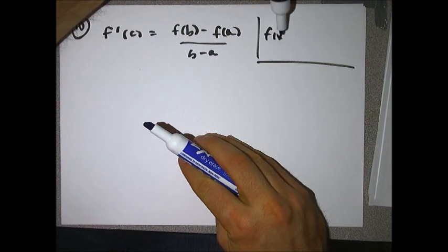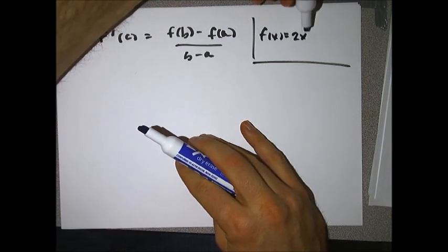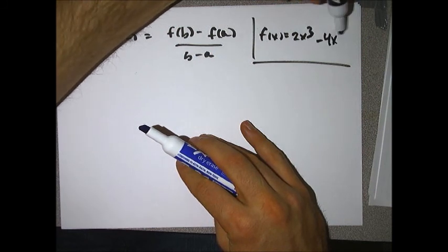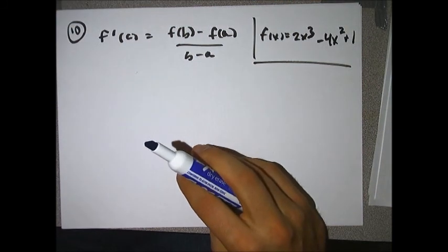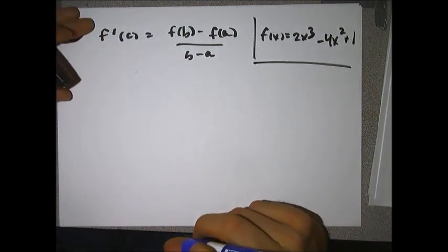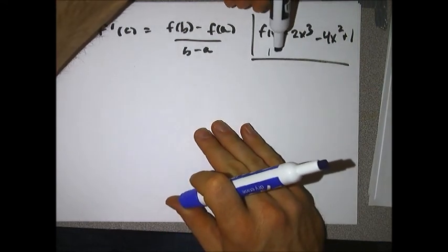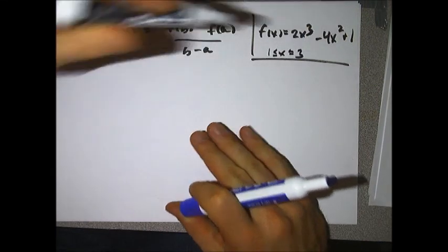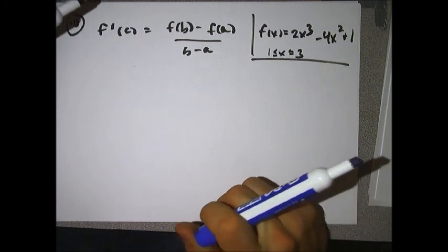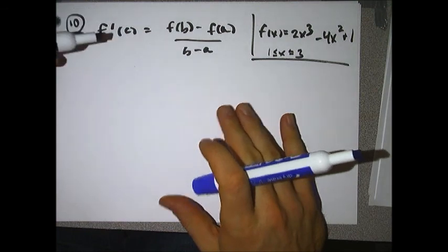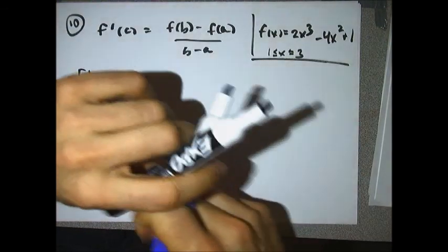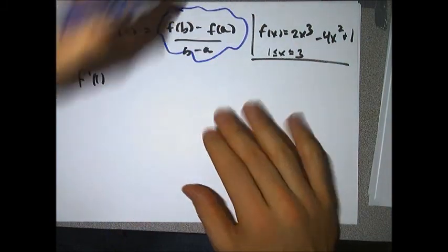So in the question for number 10, it says the function f of x is equal to 2x to the third minus 4x squared plus 1. It says the application of the mean value theorem to f on the interval from 1 to 3 guarantees the existence of a value c where from 1 to 3, f prime of c is equal to. In other words, it's just asking you to solve the right side of the equation.